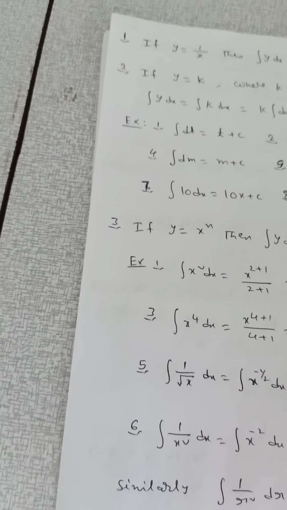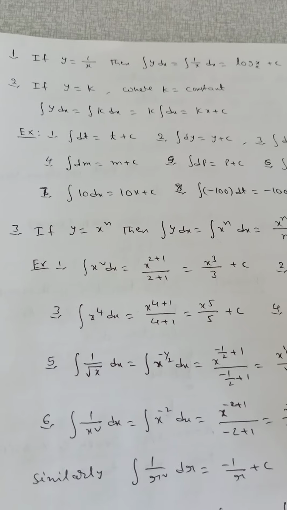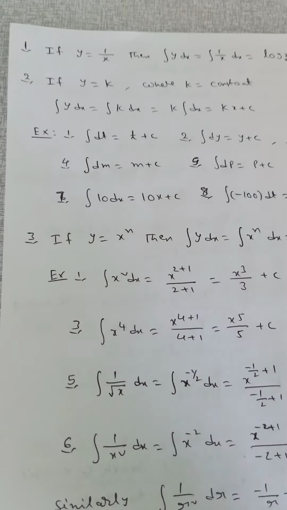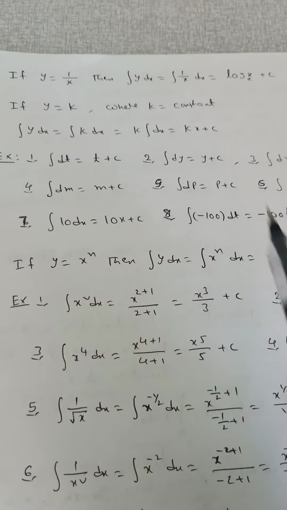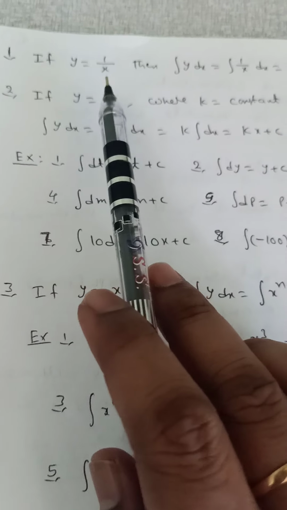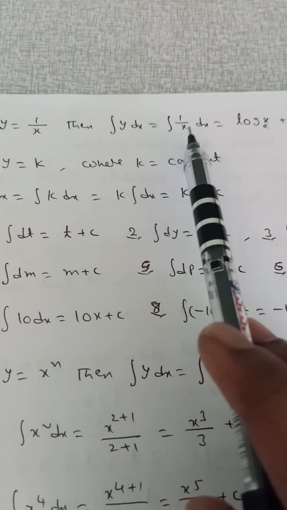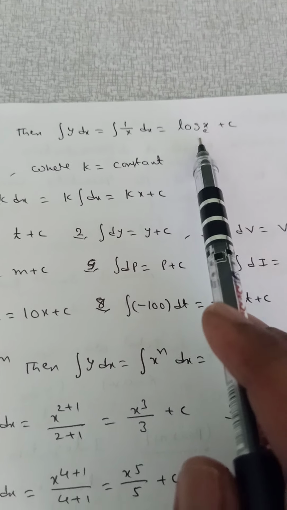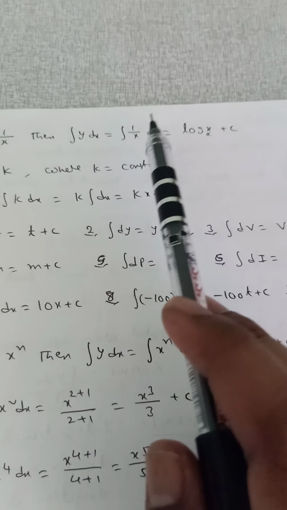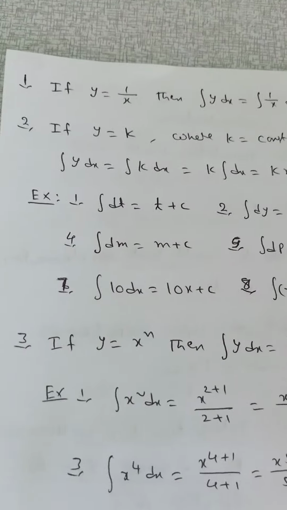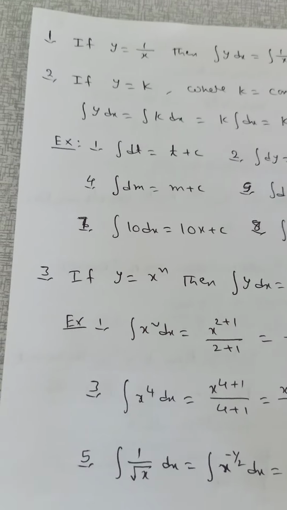Some formulas to explain. For example, in the last class, the derivative of log x is 1 by x. That means the integration of 1 by x is log x. You can prove it. If y is equal to 1 by x, then integral y dx is equal to integral 1 by x dx, which is equal to log x plus c, the final answer. This is indefinite integration. The final answer will include c. C is the integration constant.